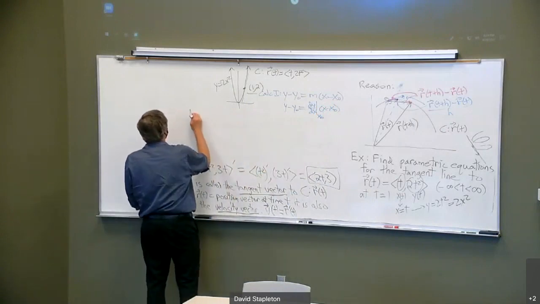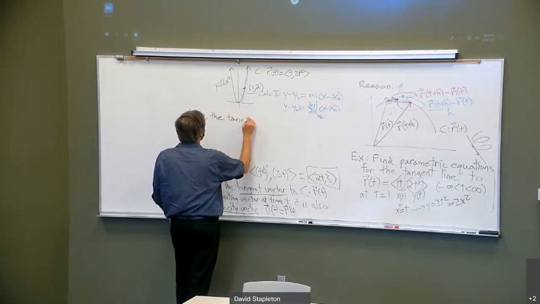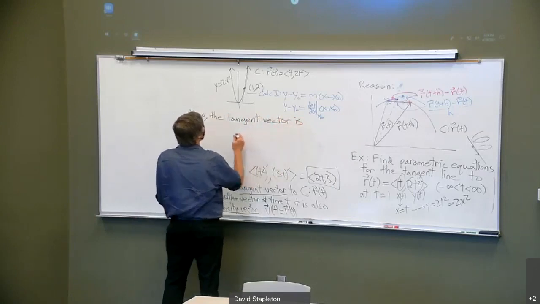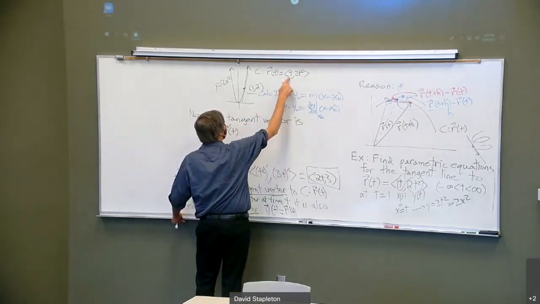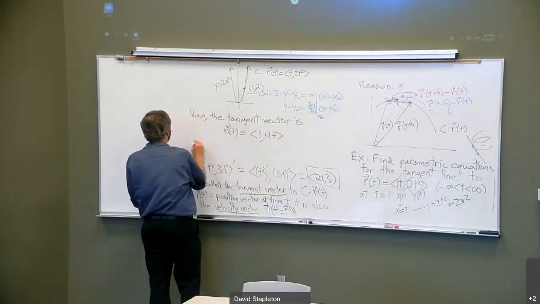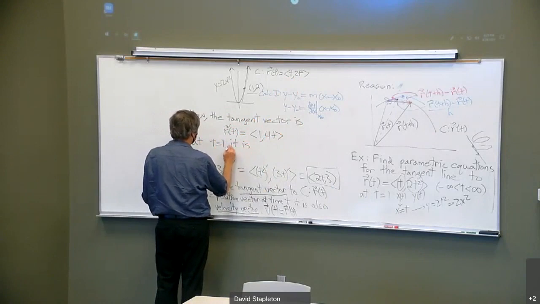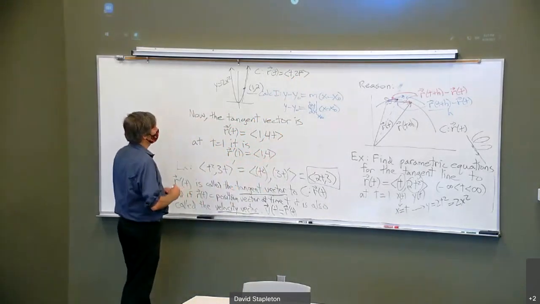Now what we're going to say, the tangent vector is just the derivative vector. We take r prime of t, derivative component by component. Derivative of t is 1, derivative of 2t squared is 4t. And then at t equals 1, and we use this notation, r prime of 1 means take the derivative and then plug in t equals 1. We get 1, 4. Right? So there's the tangent vector.